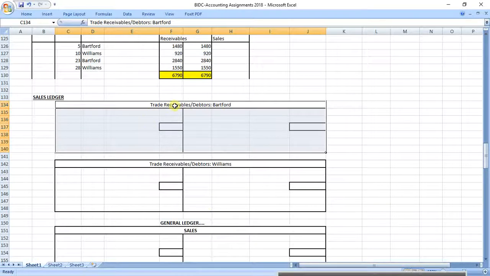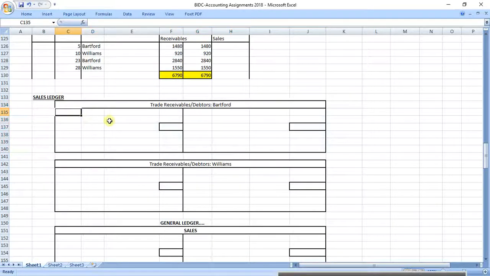Okay, so it would be the 5th. There's, yeah, 5th of the 8th. Correct. Debit or credit side? Debit. Good. Okay, because debtors increase on the debit. Nice. Right, so 5/8. Bartford.